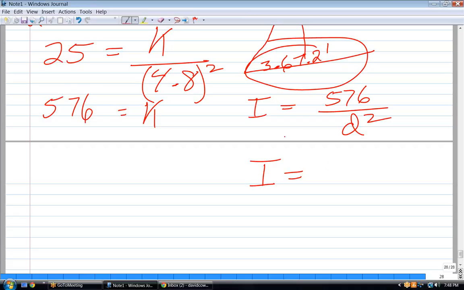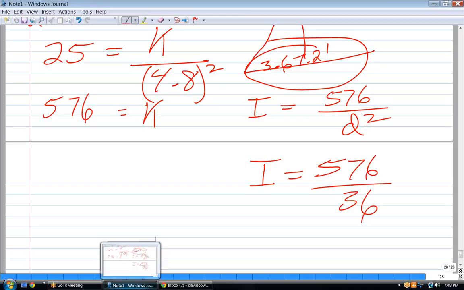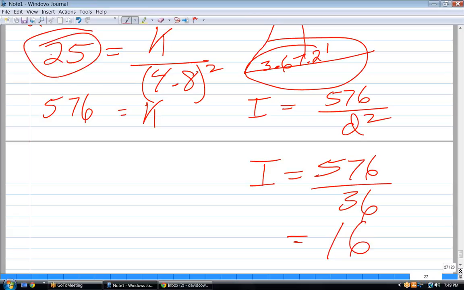Right. So we figured out K based on the first piece of information. Now we have a new illumination at the edge of the table. It's not 25 lux because the distance has changed. Is it going to be I equals 576 divided by 36? Yes. So that's I equals 16. That's quite a difference. 25 lux in the middle of the table, 16 lux at the edge of the table. No wonder I can never see my hand when I'm playing poker at a circular table. I'm always at the edge of the table.